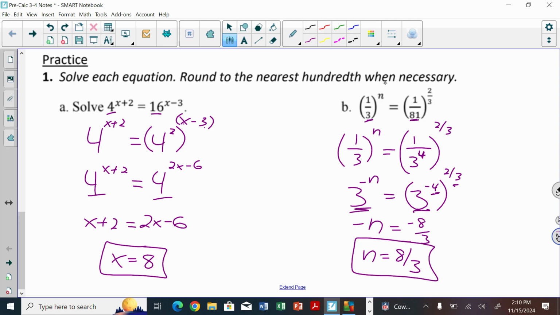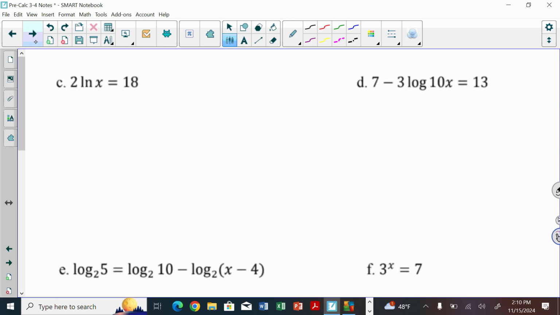Okay, so pause and rewind as you like. I'm just trying to move through this. A few more examples for us, and then we'll be done. All right, so we have 2 natural log x equals 18. Now we're talking log, so I want to isolate the logarithm if I can. So I'm just going to divide by 2 like I would in algebra. So I have natural log x equals 9.